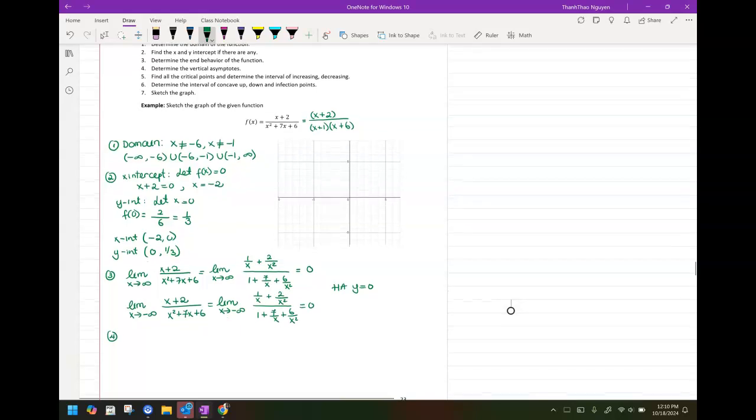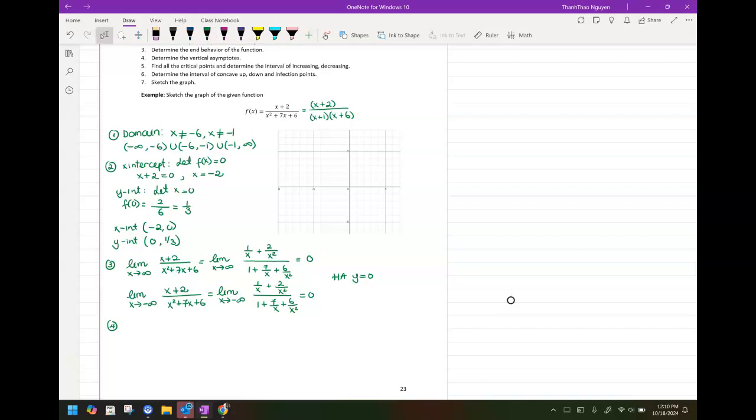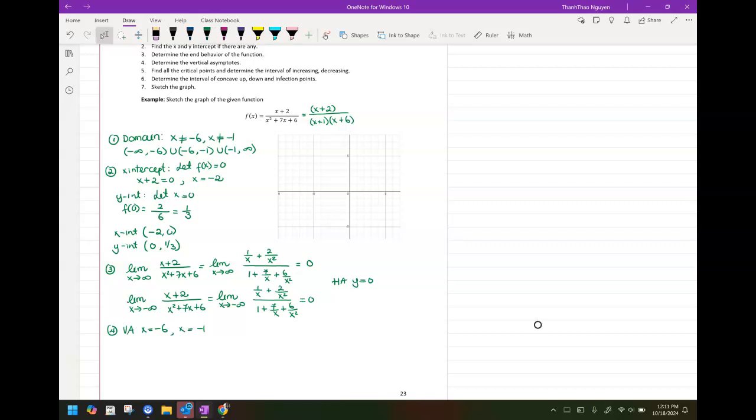Let's determine the vertical asymptote. Well, f of x is undefined when x equals negative 1 and when x equals negative 6. So the vertical asymptotes are x equals negative 6 and x equals negative 1. Now that we have the information about the asymptotes, let's go ahead and put them into our graph. So here we have a vertical asymptote. And we have the horizontal asymptote.